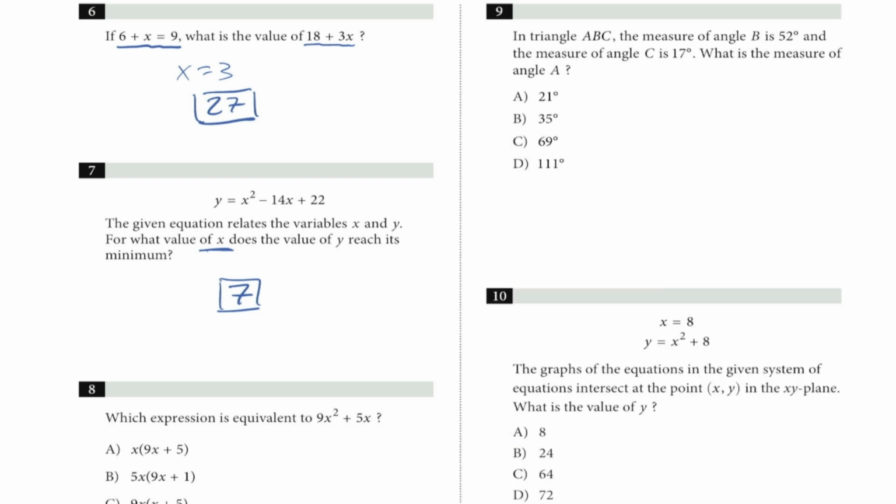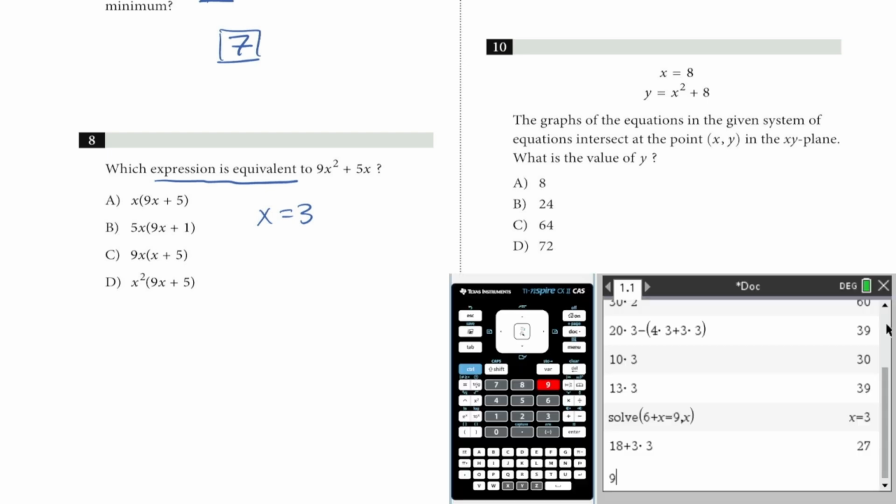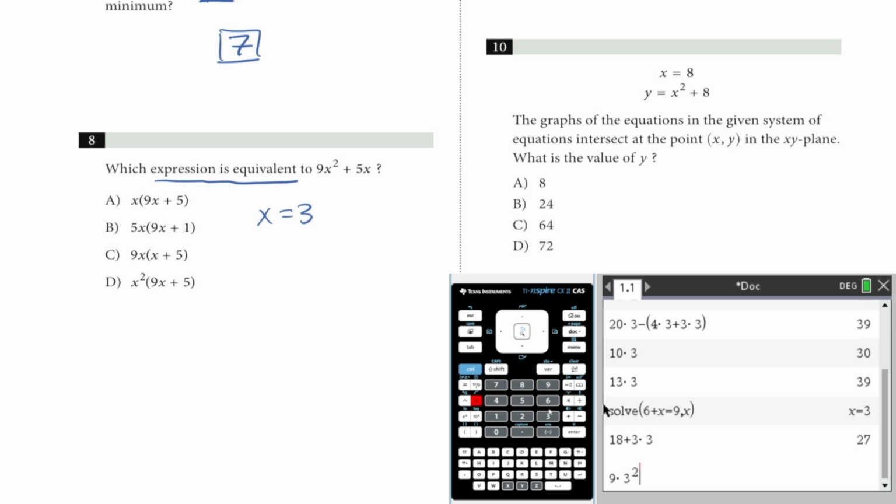All right. So now looking at number 8. Which expression is equivalent to 9x squared plus 5x? So it's another question with which expression is equivalent. So we are going to pick a number for x. Again, I usually say start with 3. And we are going to go into our calculator and just plug in the original expression. So 9 times 3 squared plus 5 times 3.